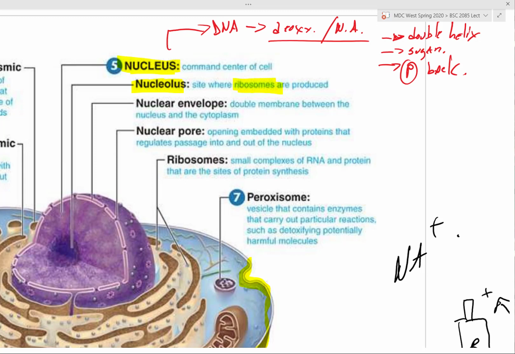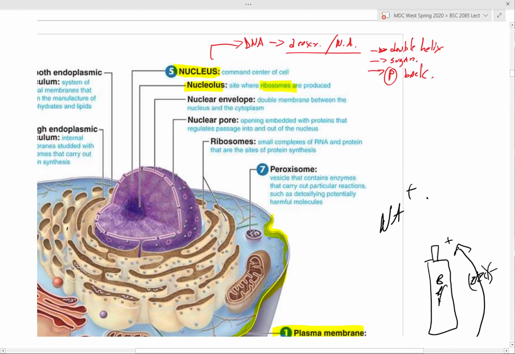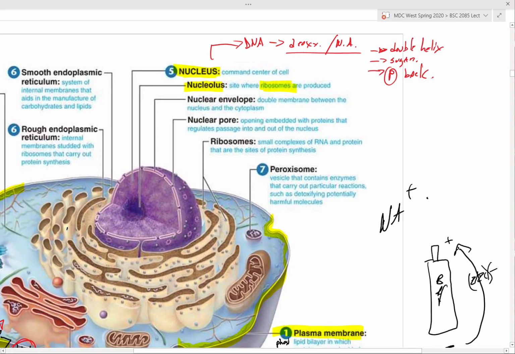That's why, as you get older, you get sicker and weaker, because that information is not read anymore within the DNA. So the nucleolus is just to make ribosomes. What is the whole purpose of the ribosomes? The ribosomes are the sites of protein synthesis.